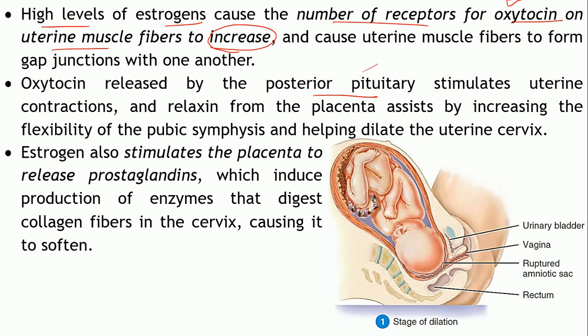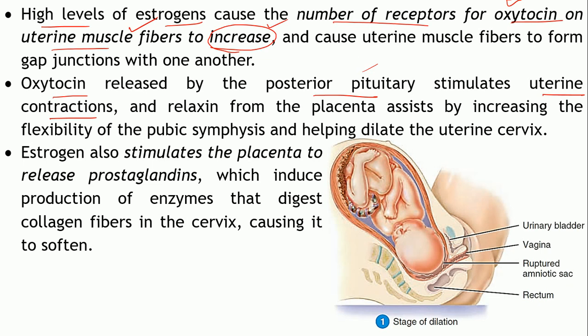As the number of receptors for oxytocin increases on the uterine walls, the oxytocin released by the posterior pituitary will act on the uterine muscles and stimulate uterine contraction. So contractions of the wall of the uterus will be increased.